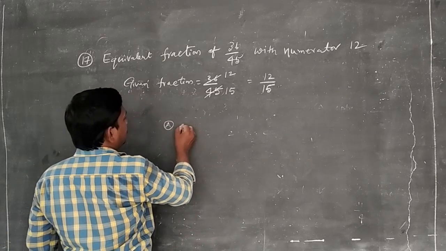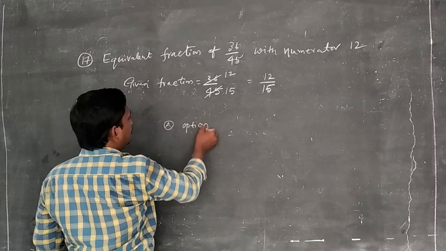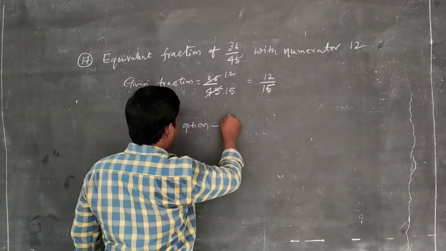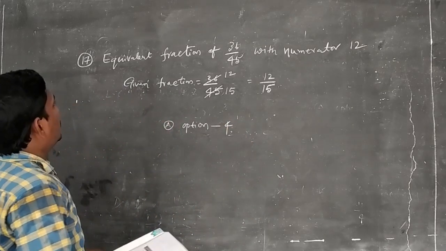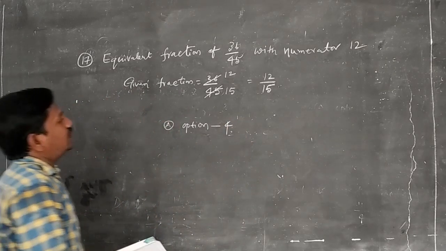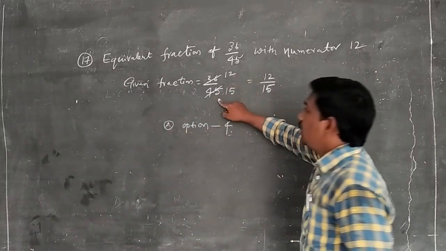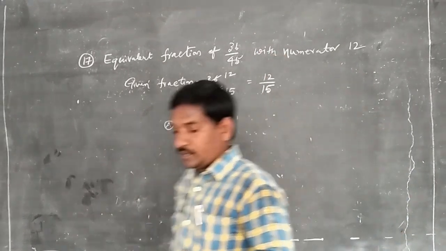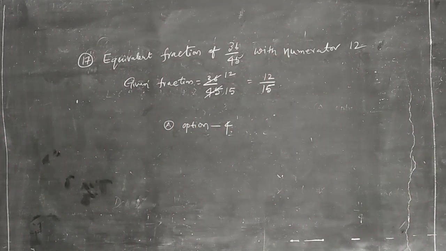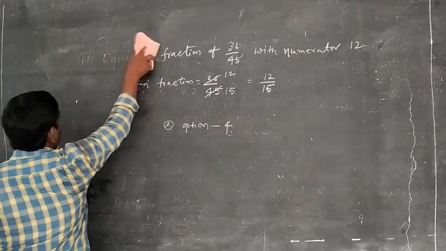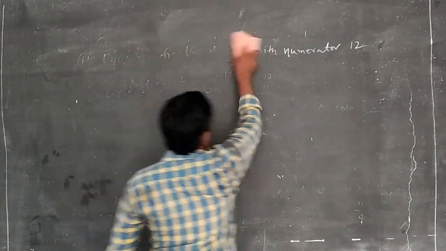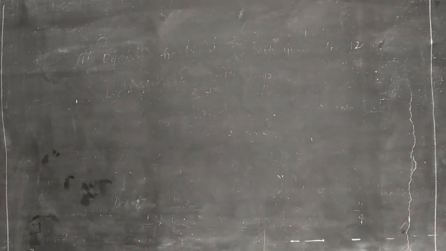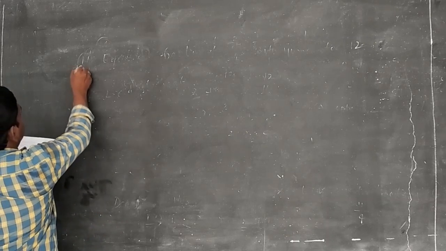Answer is option 4. Equivalent fraction of 36 by 45 with the numerator 12. Which table do we have to cancel? The 3 table. 12 by 15 is the equivalent fraction of 36 by 45. And the 18th one.